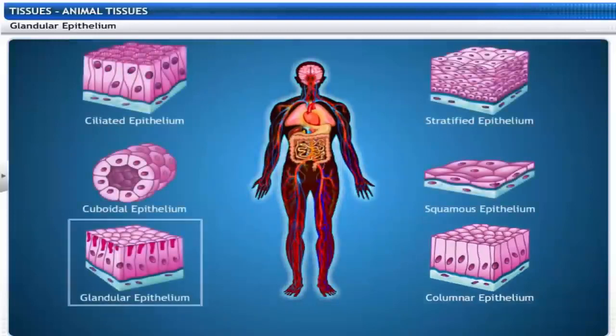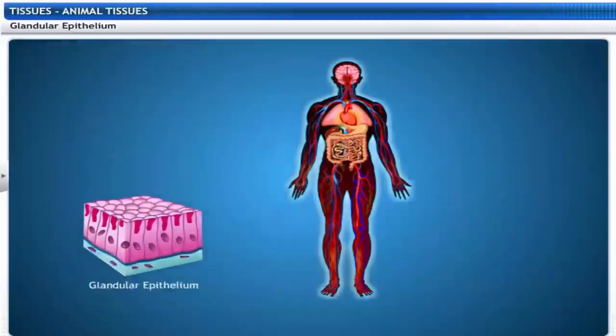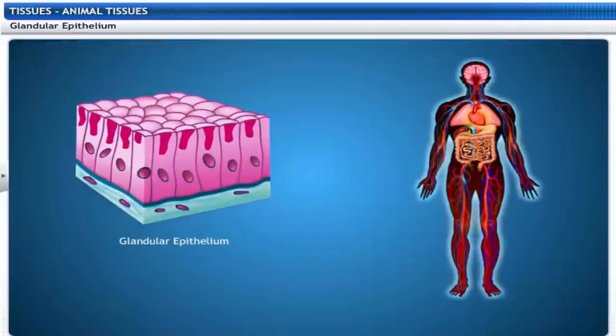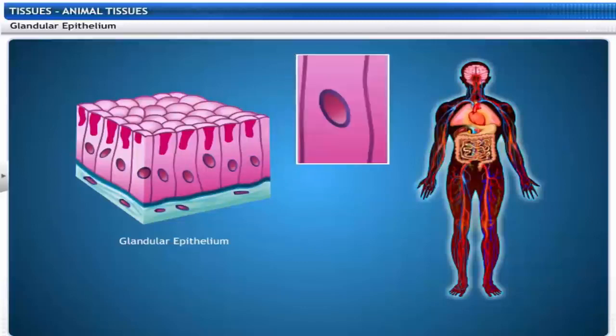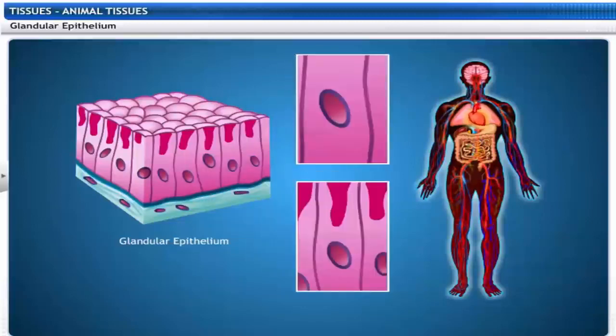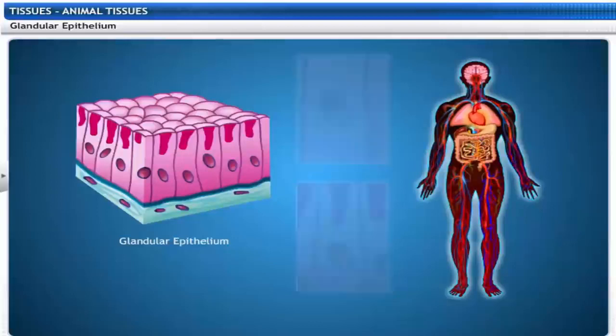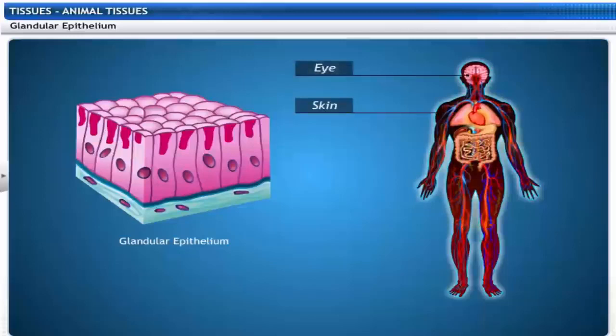This is glandular epithelium. When columnar epithelial cells modify as gland cells and secrete substances at the epithelial surface, they form glandular epithelium. These are found in the sweat glands and tear glands and produce secretions.